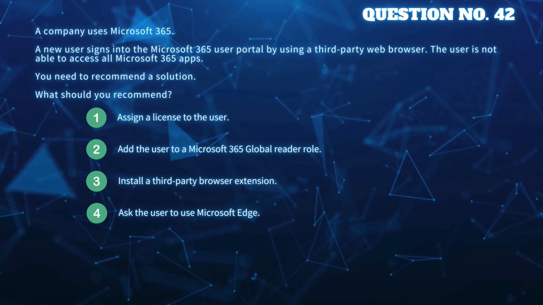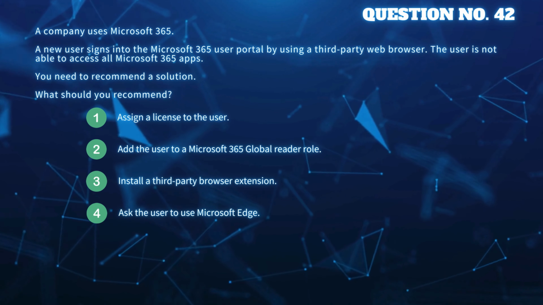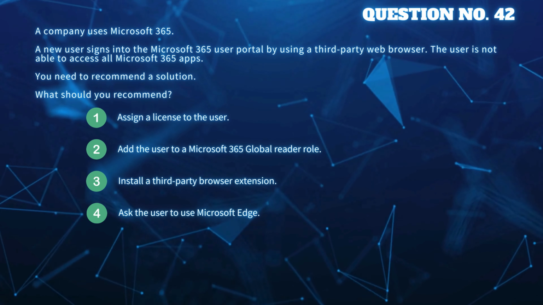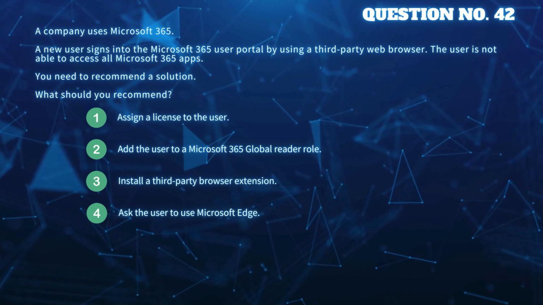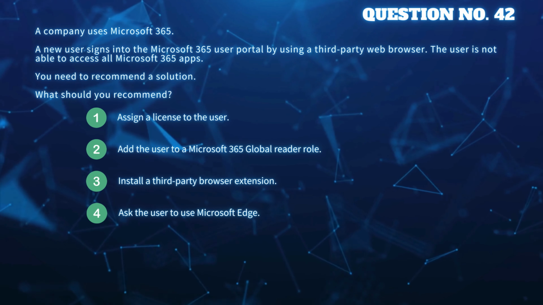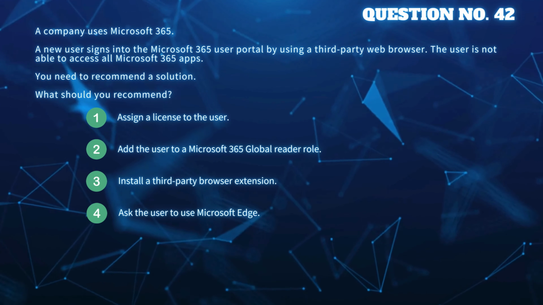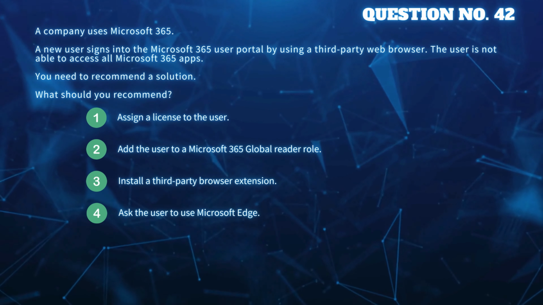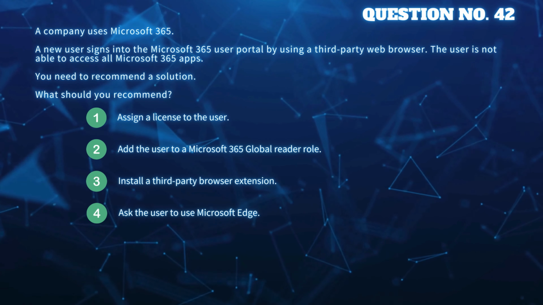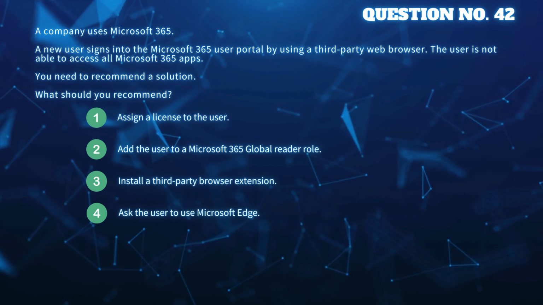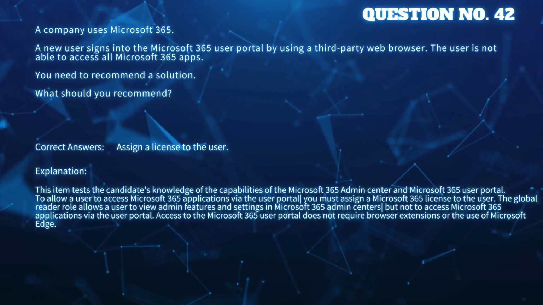Question 42. A company uses Microsoft 365. A new user signs into the Microsoft 365 user portal by using a third-party web browser. The user is not able to access all Microsoft 365 apps. You need to recommend a solution. What should you recommend? Option 1, assign a license to the user. Option 2, add the user to a Microsoft 365 Global Reader role. Option 3, install a third-party browser extension. Option 4, ask the user to use Microsoft Edge. Correct answers: assign a license to the user.